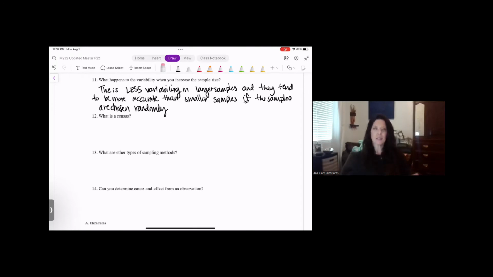A census. Censuses used to be collected every 4 years, I believe, in the United States, and I think they're every 8 years now because they're so hard to do. So a census of the United States is when the government tries to get information from every single individual that's in the United States. And think about how hard that is.